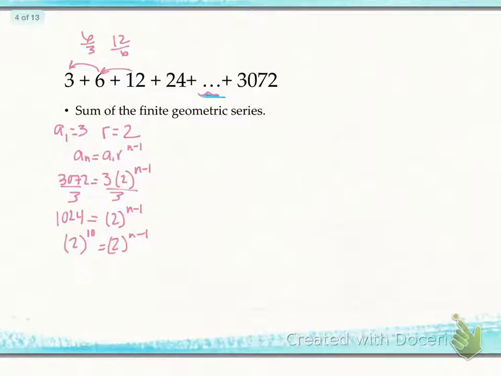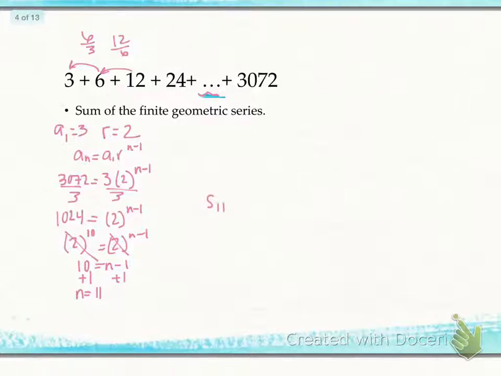And then once we have the same base, remember they can cancel, and whatever's left, we set equal. So I'm going to add 1. So my n is 11. Okay? So now I can do my sum formula because for my sum formula I need my n, my rate, and my first term, which I now have all of.